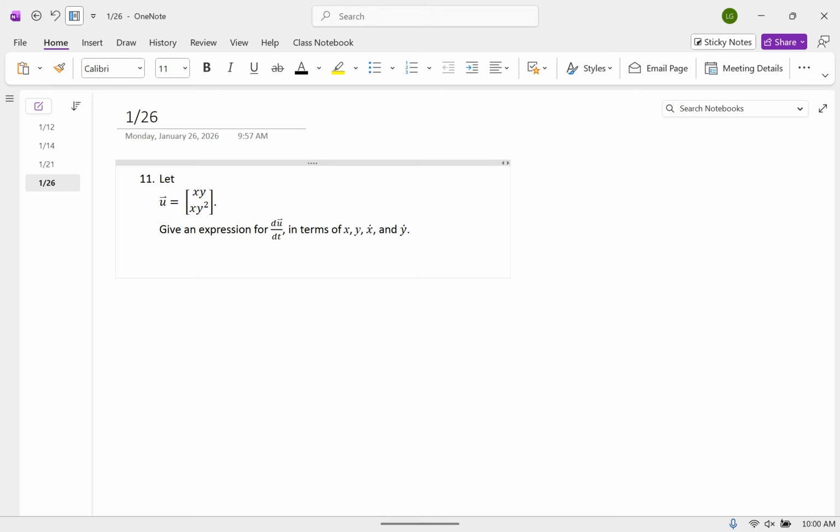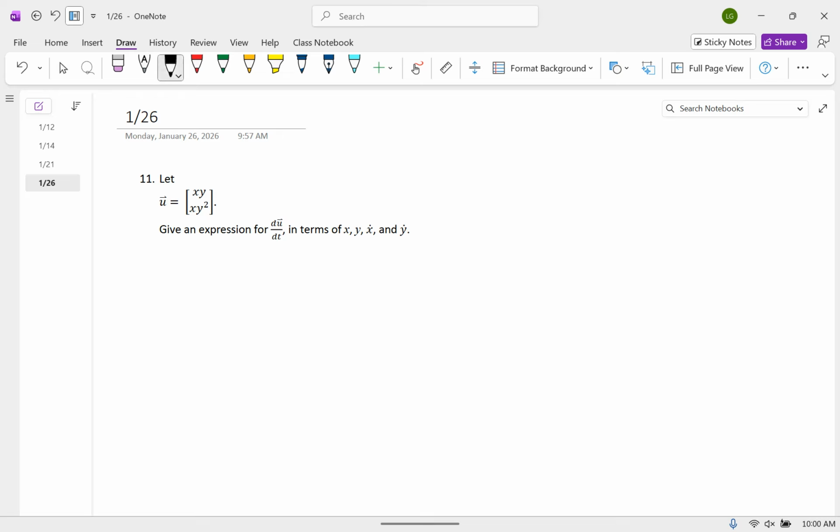Okay, so what we have here is that x is a function of t, y is a function of t, and since u is a function of x and y, you can also think of that as, those are both functions of time. And so u does have a defined relationship with t.